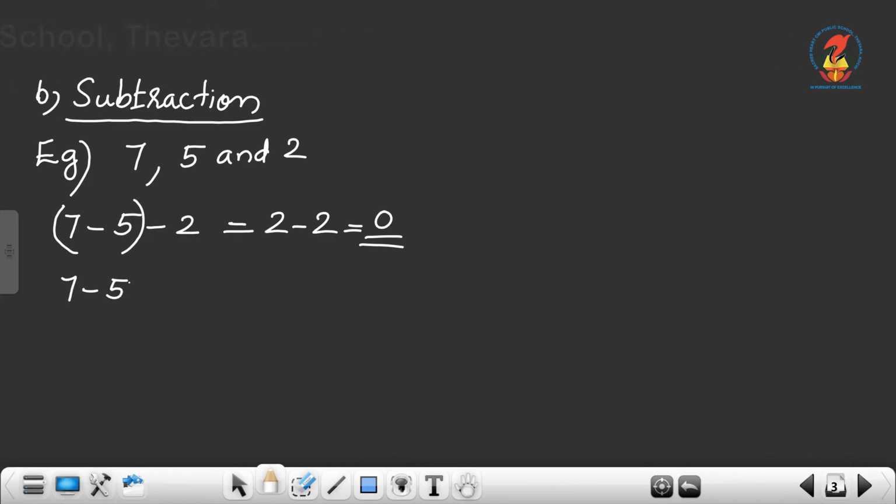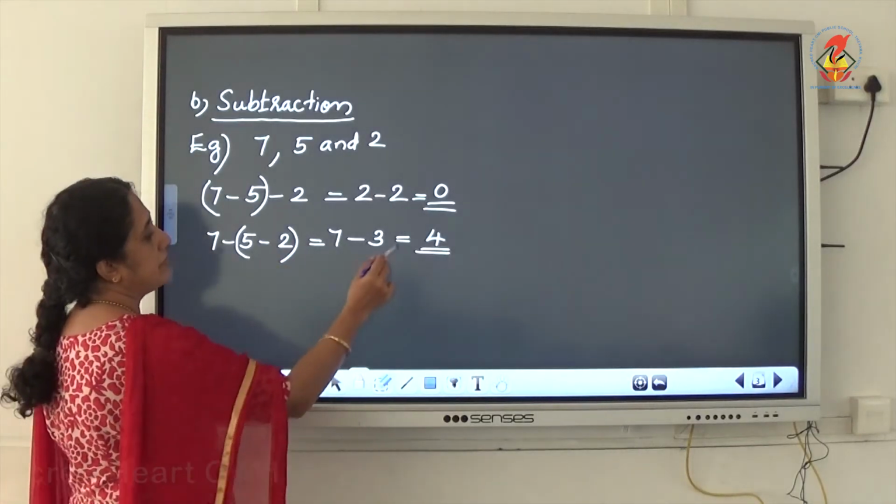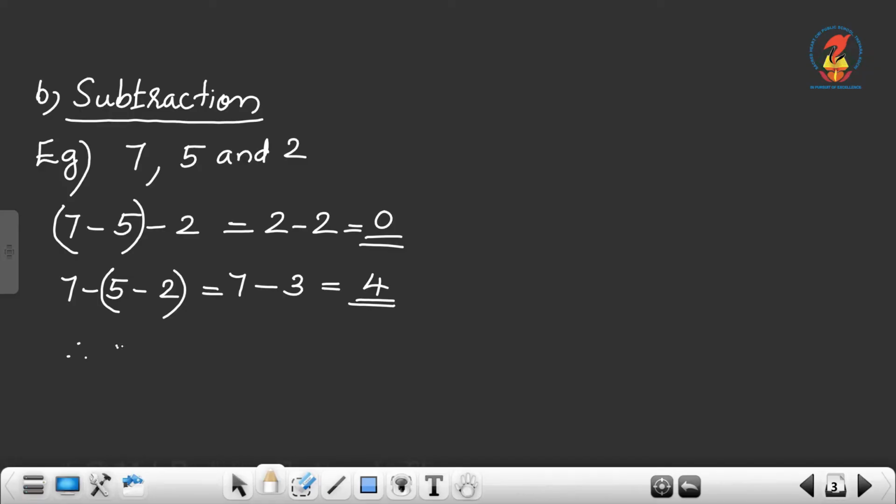Then again 7 minus 5 minus 2. You have to take the last 2 whole numbers, that is 5 and 2 you have to take it. So, put the bracket there. Find the difference between 5 and 2. Therefore, 5 minus 2 is equal to 3. What is 7 minus 3? 7 minus 3 is 4. Here, when we change the grouping, the answers are different. Therefore, what we can say, (7 - 5) - 2 is not equal to 7 - (5 - 2).